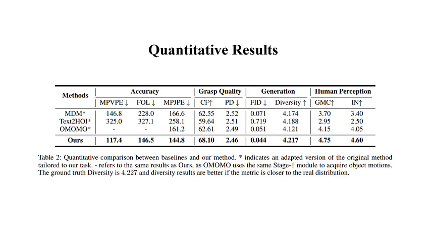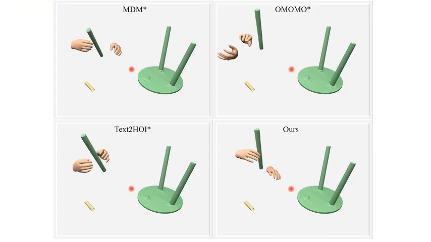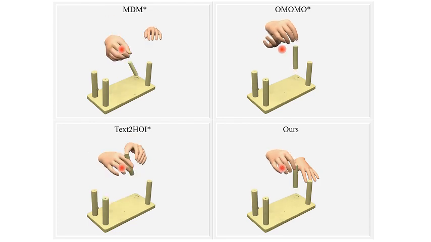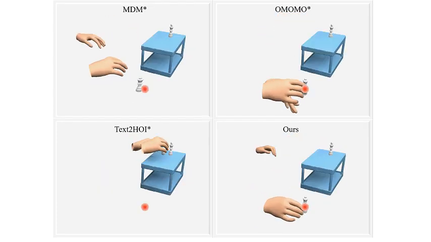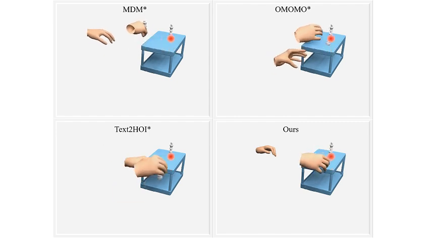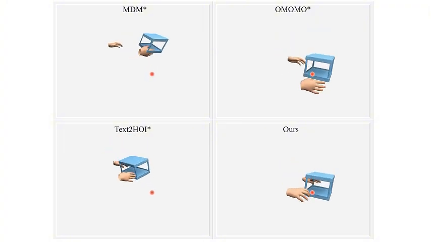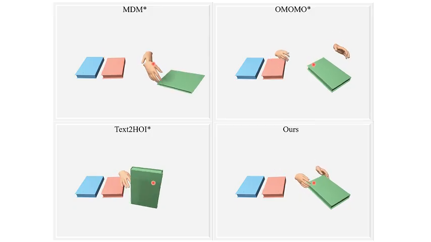We choose MDM, Text2-HOI, and OMOMO as our baselines. Quantitative results demonstrate that our method significantly outperforms the other baselines. Here are some visualization results about our method and baseline on scene complex objects. Here are some visualization results about our method and baseline on unseen objects.